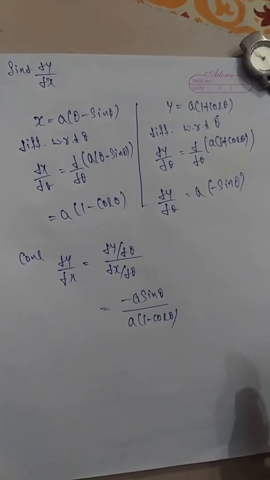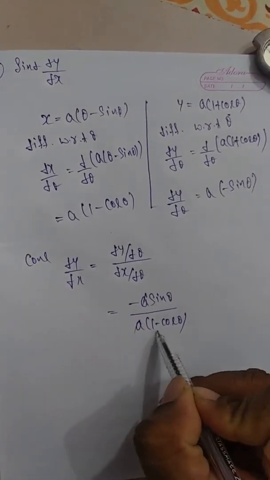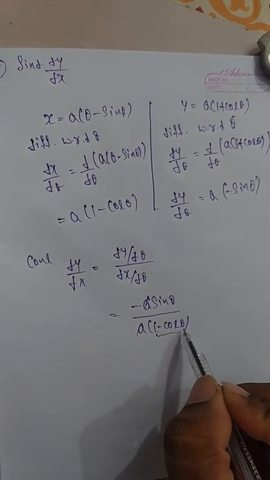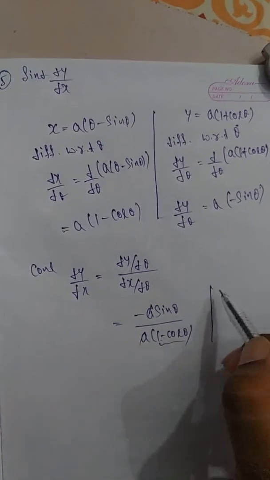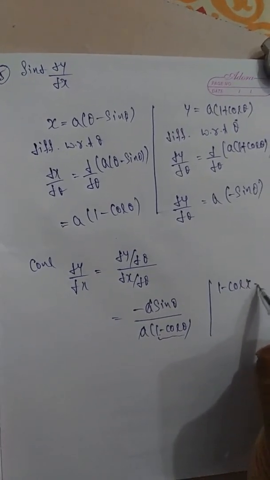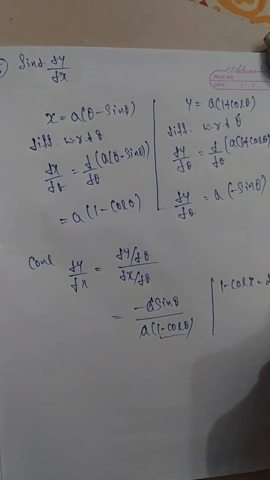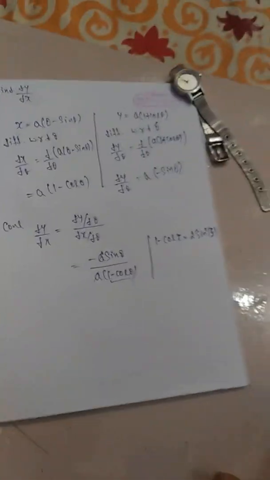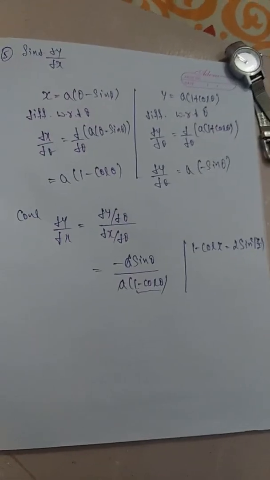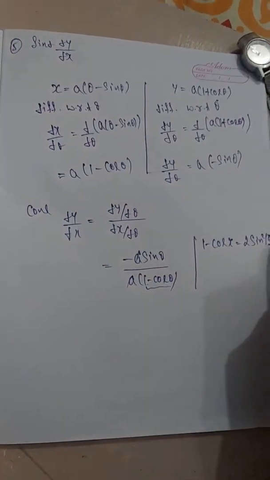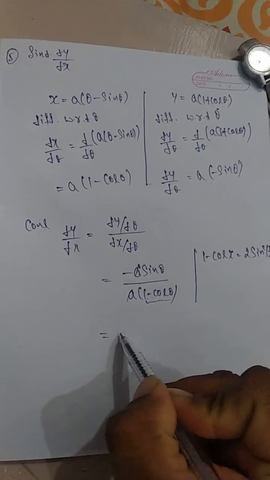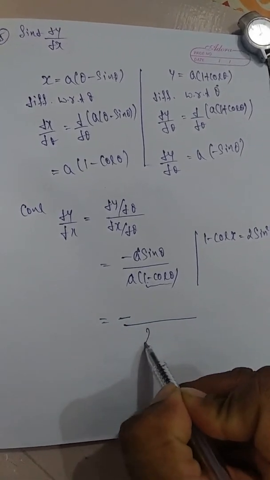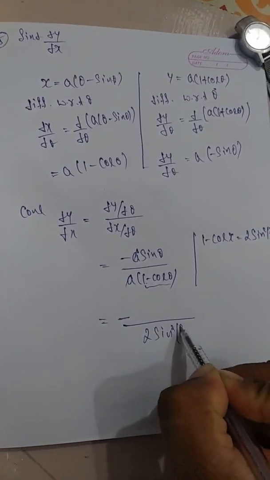I have already told you many times, here a cancels. If you are in the first year or second year, and you come across 1 minus cos theta, you want to use the formula. You know the formula: 1 minus cos x is equal to 2 sin square x by 2. The same way, we have another formula: 1 plus cos x is equal to 2 cos square x by 2. Like that, 1 minus cos theta is 2 sin square theta by 2.